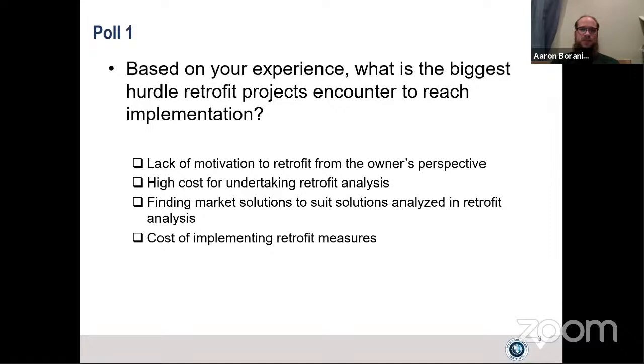Okay, leave it open for a few more seconds here. Looks like we're gonna have a clear winner though. It looks like it. All right. Cool. Thanks, everybody. So I'm going to end the poll here. I'm going to share these results.